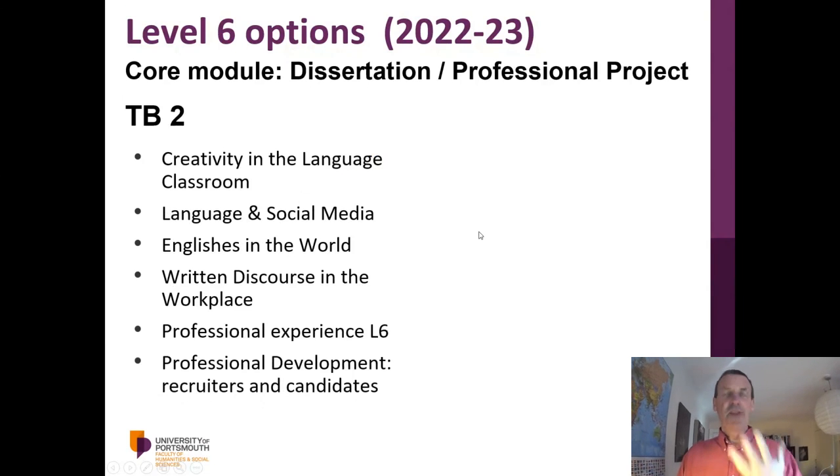Okay, so these are the options at level 2. You're still doing your dissertation, but you then choose 2 of these. Creativity in the language classroom, obviously for people who are interested in teaching. Language and social media, again for people interested in media, publishing, public relations, and that kind of thing.